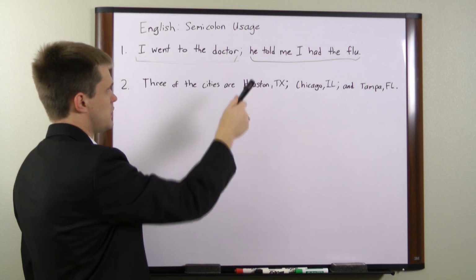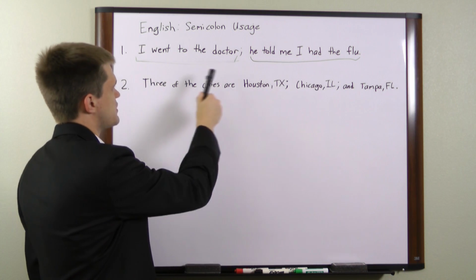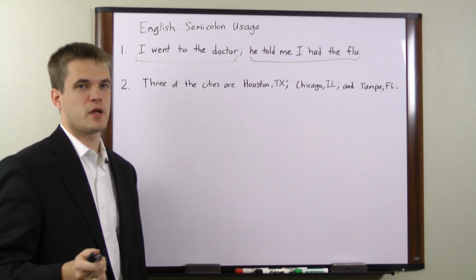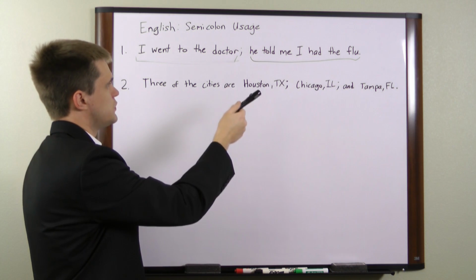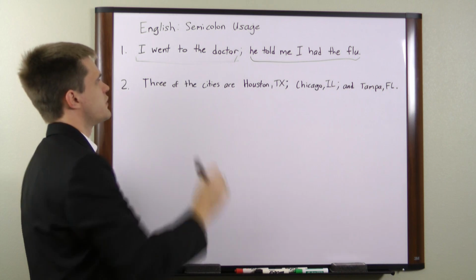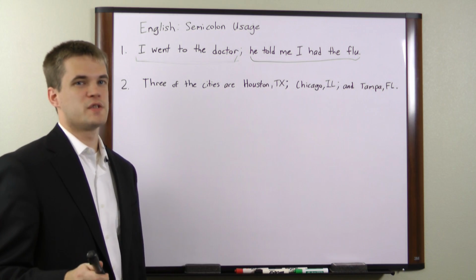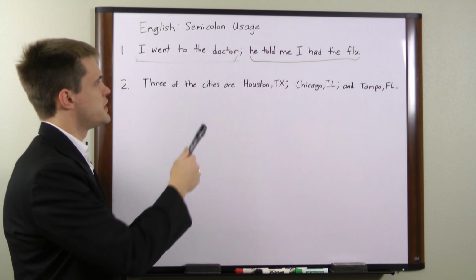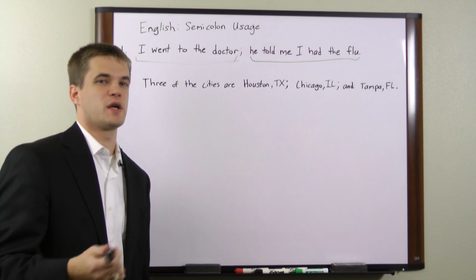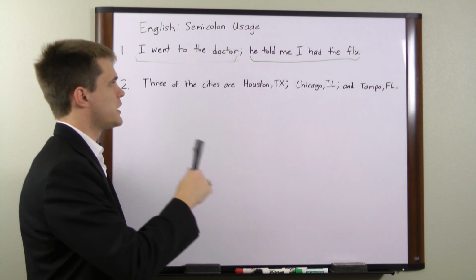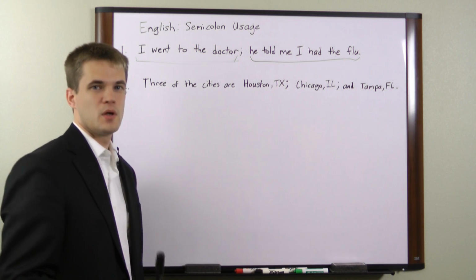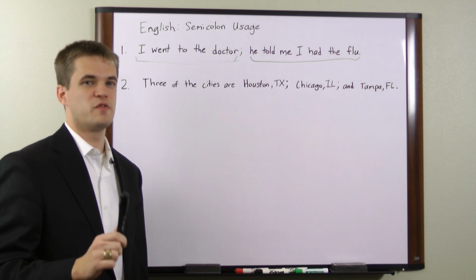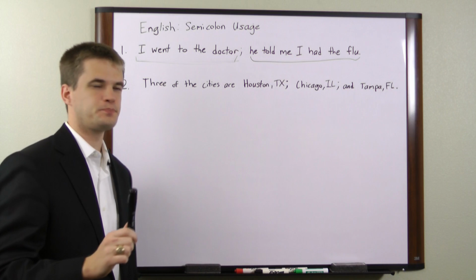It's proper to use a semicolon in this sentence because the 2 phrases, I went to the doctor and he told me I had the flu, are very closely related to one another. Hearing that you have the flu is a direct result of going to the doctor. You would not, for instance, be able to use a semicolon in a situation where your 2 clauses were, I went to the doctor, I scored a 99 on my exam, because they're not related in the same way that these are. So in order to use a semicolon to separate 2 independent clauses, the 2 clauses must be very closely related to one another.